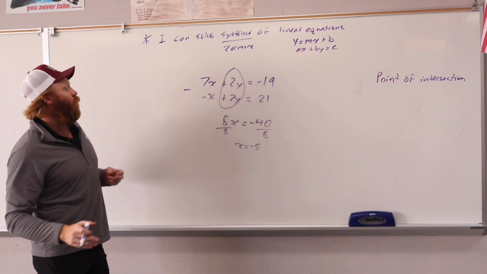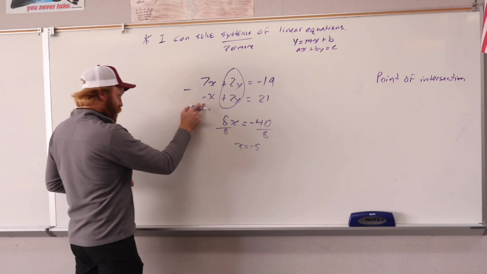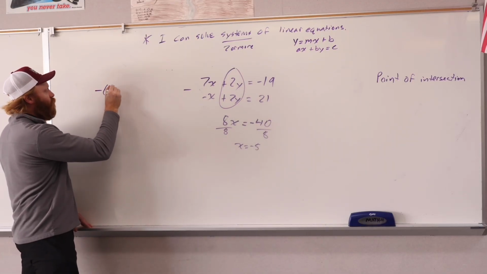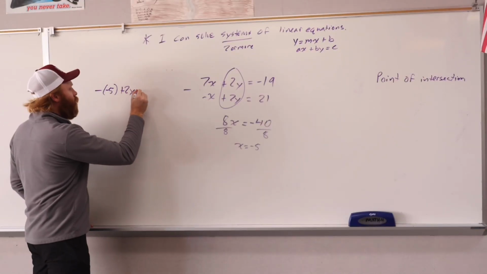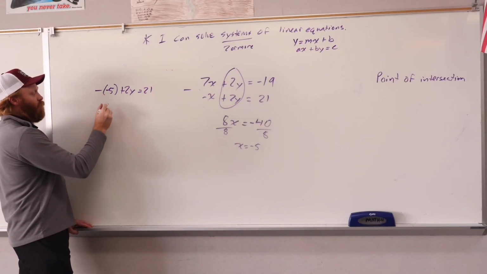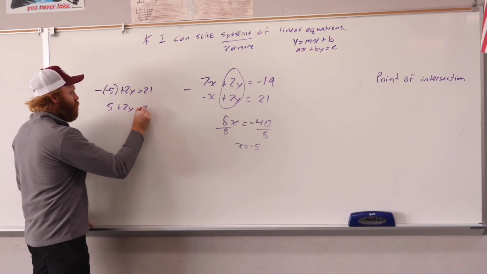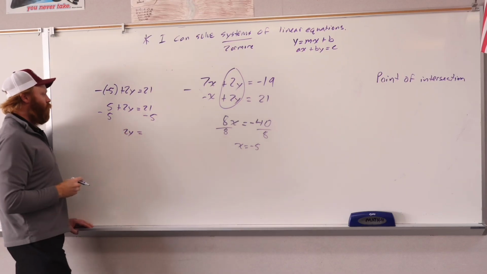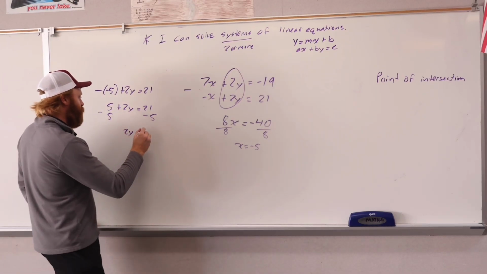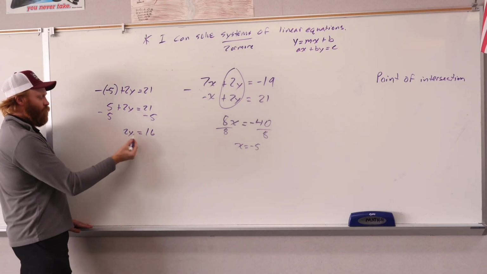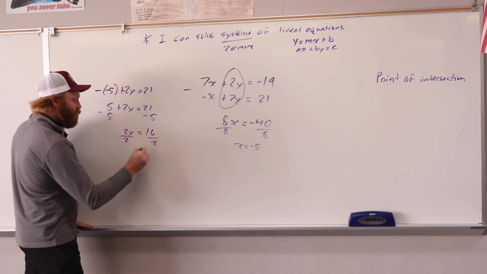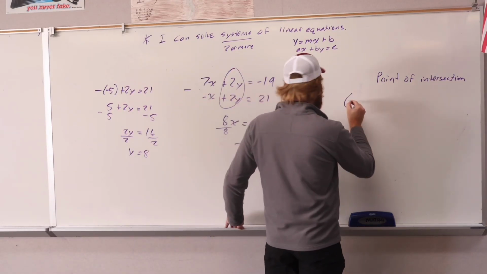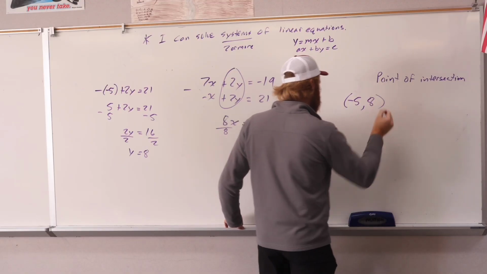Now again, if we're going for that point of intersection, we have to plug that in. I would probably pick the bottom one just because it might be a little easier. So I'm going to have negative 5 plus 2y equals 21. Minus minus is going to become a plus. Okay, we're going to add 5 to both sides. So we're going to have 2y equals 16. And then 2 is multiplying the y, so the opposite is going to be to divide both sides by 2 to get y equals 8. So the point of intersection for this one is going to be negative 5, 8.